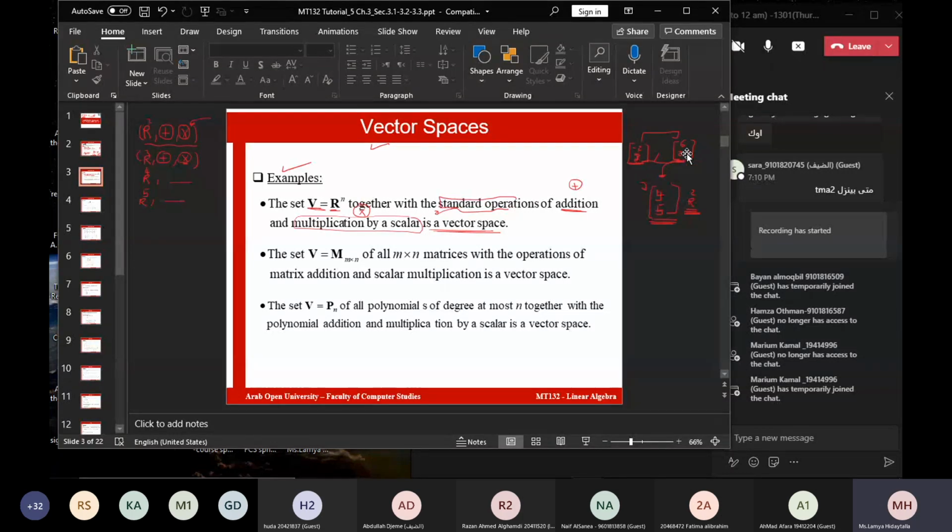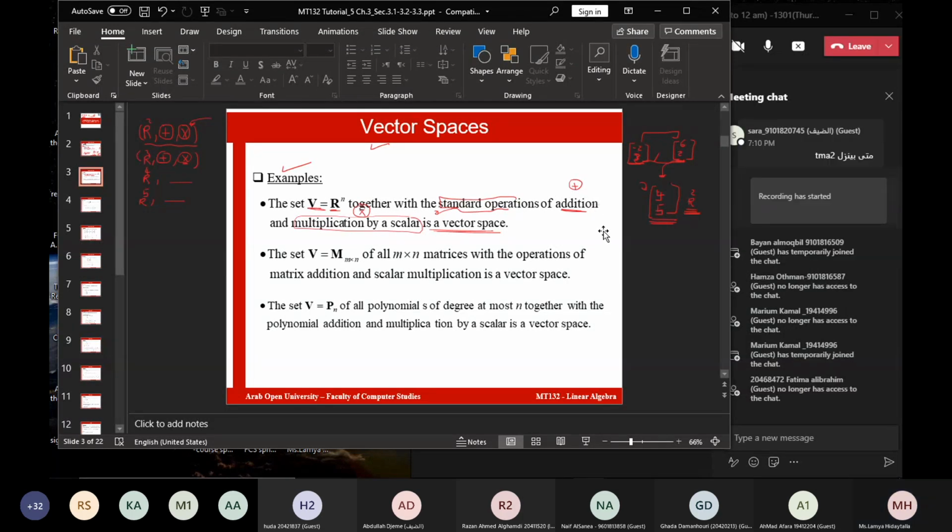U1 plus U2 is the same as U2 plus U1. So the second one. The 0 vector, is it an element in R2 or not? Yes. What is the vector that when you add any vector to it, you'll get the same vector? I add 6, 2 with what to get 6, 2? With 0, 0. So 0, 0, is it there in R2? I'm talking about R2 as an example.